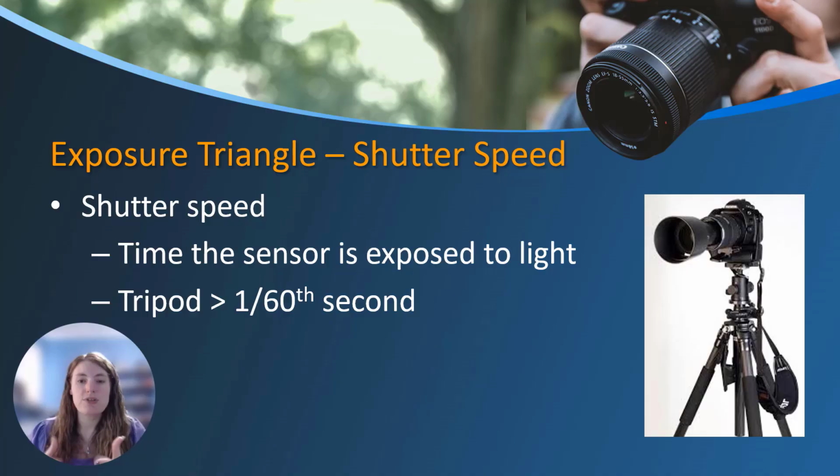Now, sometimes due to low levels of light, a longer shutter speed is needed. In these cases, you're going to have to use a tripod to hold the camera steady so that the camera doesn't move while the shutter is open and the sensor is exposed to light.